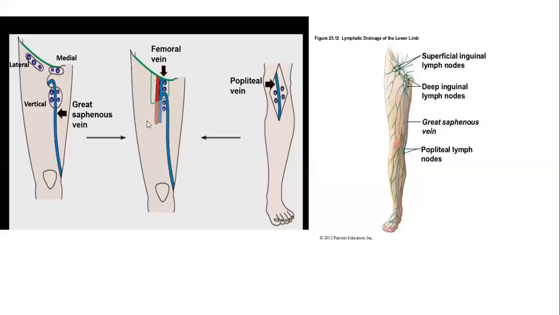The deep group of inguinal lymph nodes are located along the medial aspect of which vein? Femoral vein. And they receive lymph from the superficial inguinal lymph nodes as well as the popliteal group of lymph nodes. And the popliteal group of lymph nodes, as you can see in this diagram, are located along the popliteal vein within the fat of the popliteal fossa.